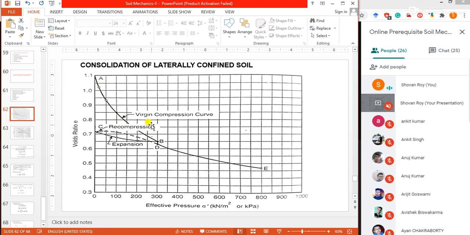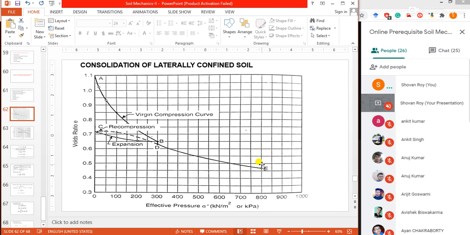Just as we have applied load on the soil sample, we are getting this curve, the AB curve. Such a curve is called the virgin compression curve. So the AB curve is the virgin compression curve, and the curve DE is also a virgin curve.